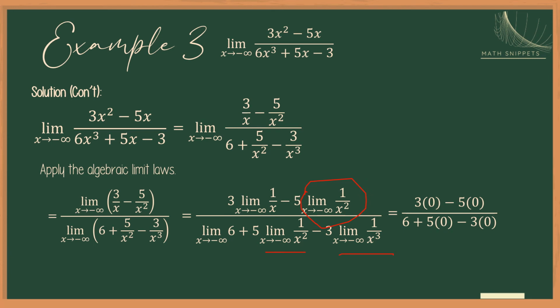So we get 3 times 0 minus 5 times 0. So the numerator is 0, this is 0, this is 0. So we get 0 over 6, which is 0. So the limit of 3x squared minus 5x over 6x cubed plus 5x minus 3 as x approaches negative infinity is indeed 0.